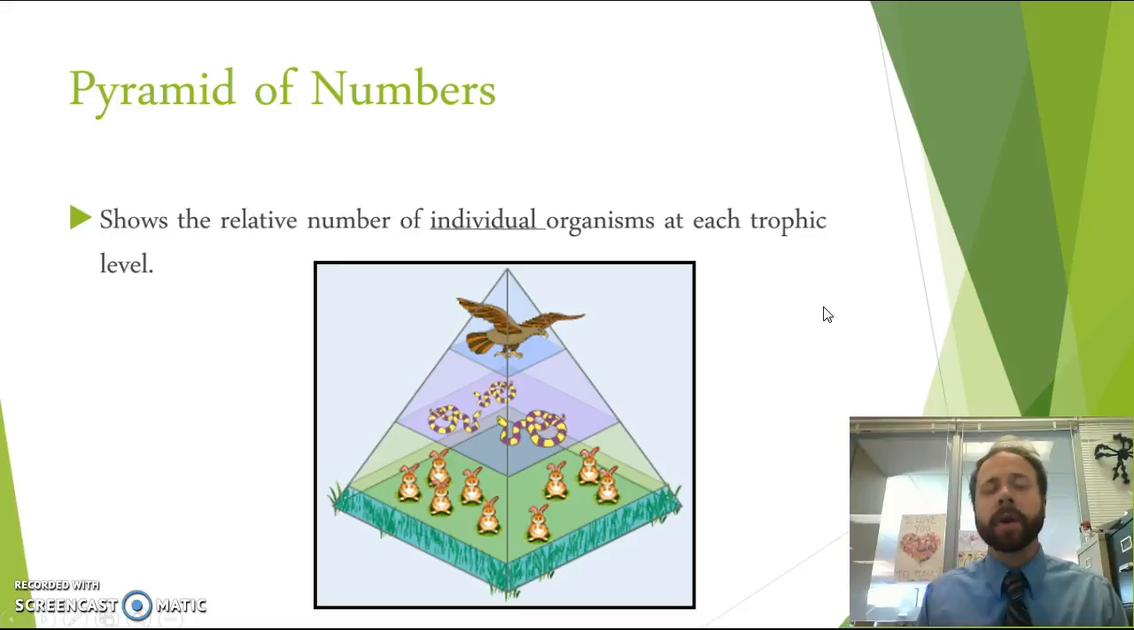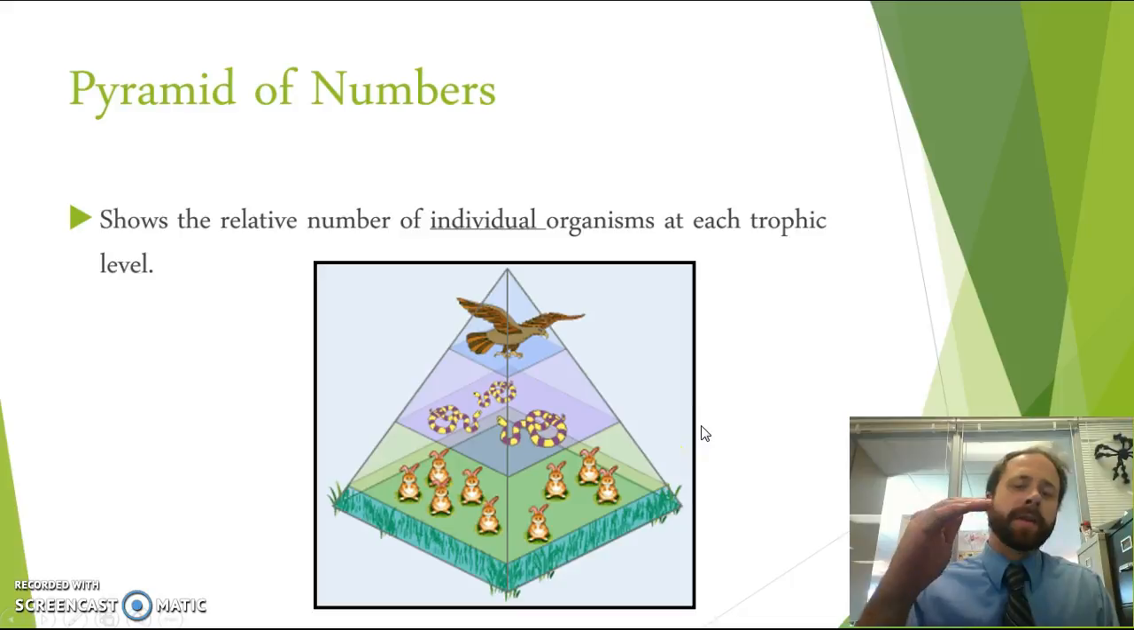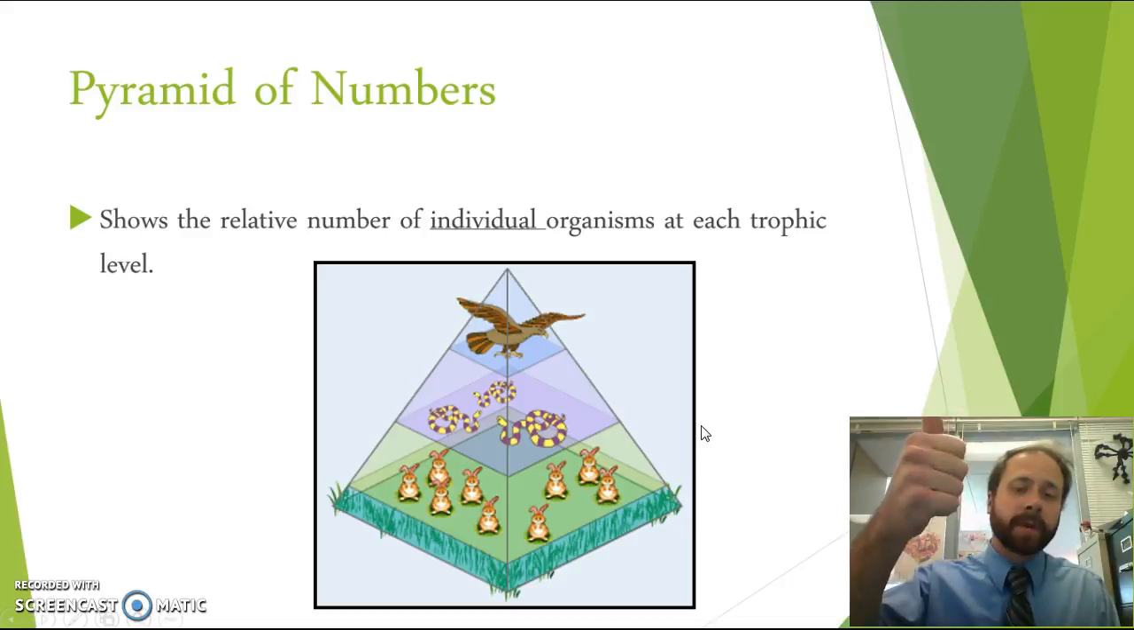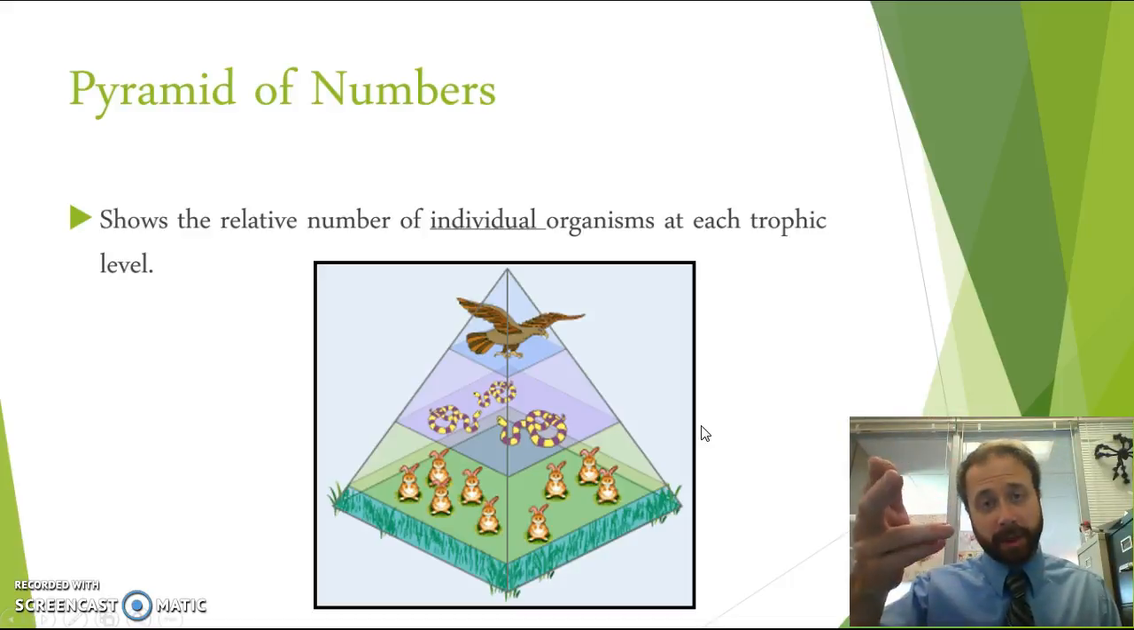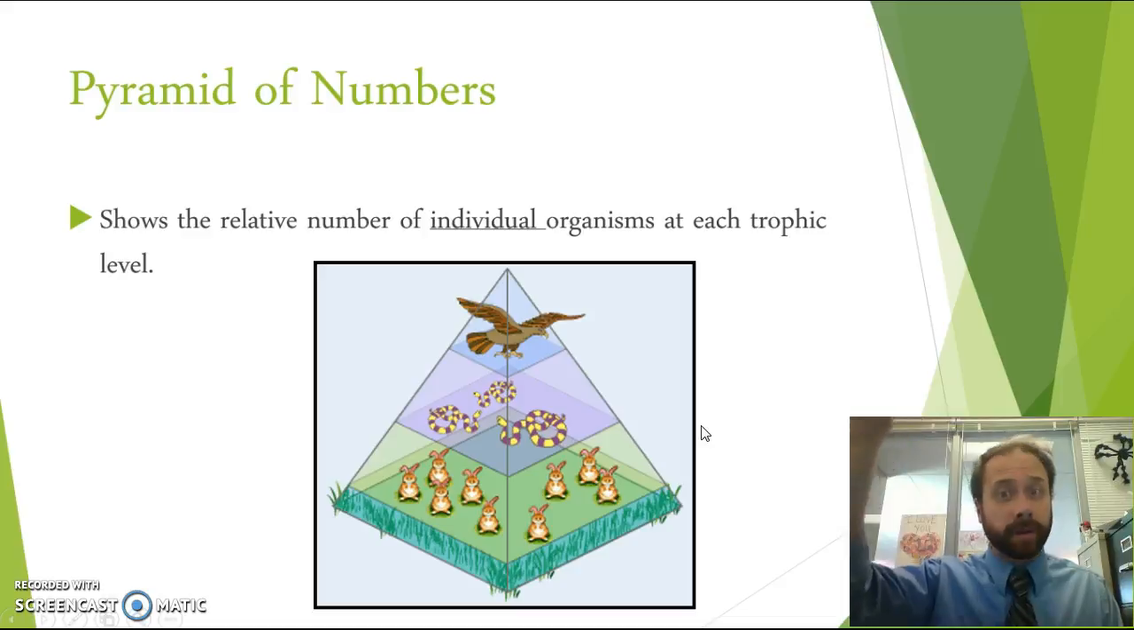And then lastly, we have the pyramid of numbers. And in the pyramid of numbers, just like it all goes back to energy, we see that we have lots of grasses at the bottom. We have lots of rabbits there, but it's not as much in terms of the number of grasses. And then you have snakes, and then you have this one hawk here. Now, all of these, the numbers get smaller and smaller because, again, not as much energy is making its way up. So you can't have as many of a population in those higher trophic levels because not as much energy is up there to sustain high numbers of a population in those trophic levels.